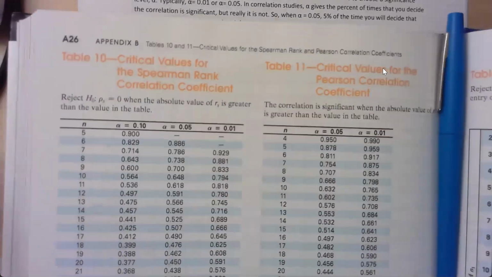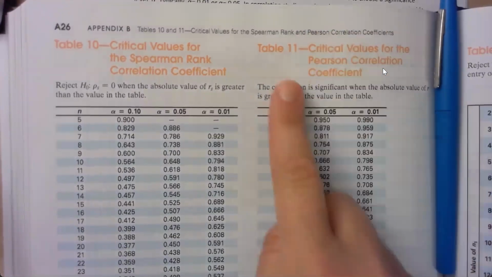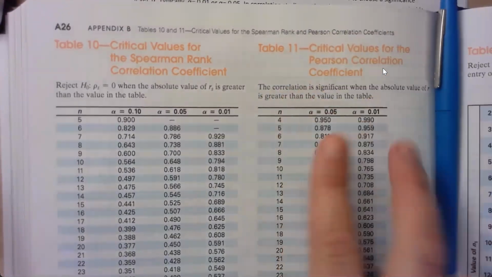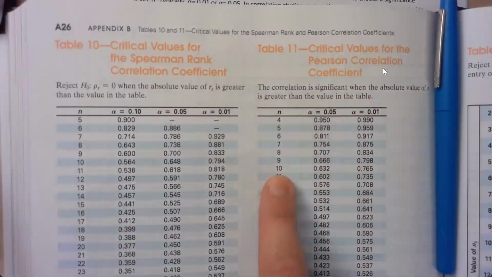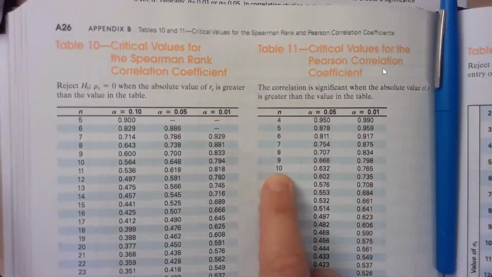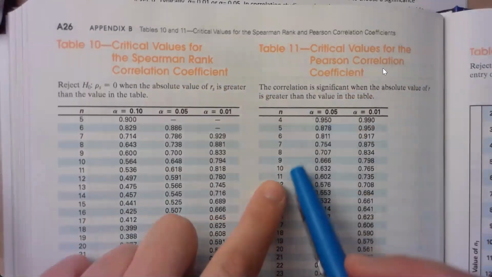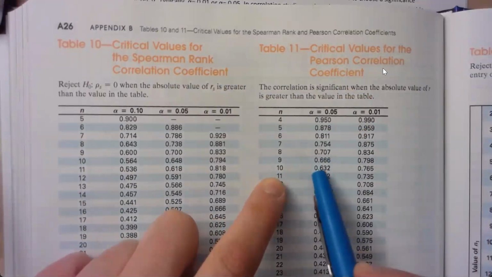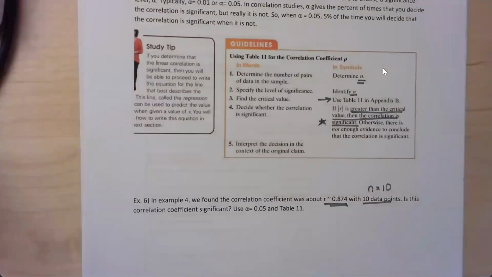So here is table 11 right here. And you can see that it's set up where you have your alpha, your two alphas. These are the two most common ones we use. And then you have your sample size. So for us, N is 10, and we're choosing an alpha of 0.05 here, the critical value is 0.632. Okay, so 0.632. Just write that down.